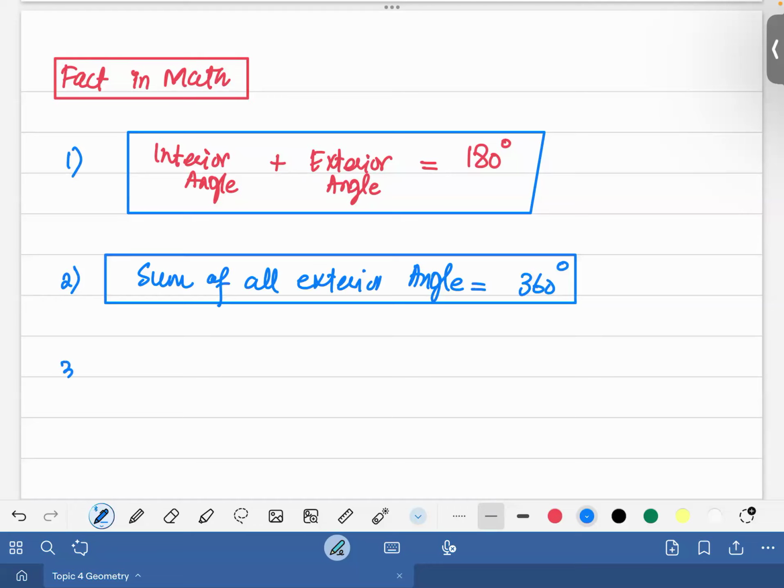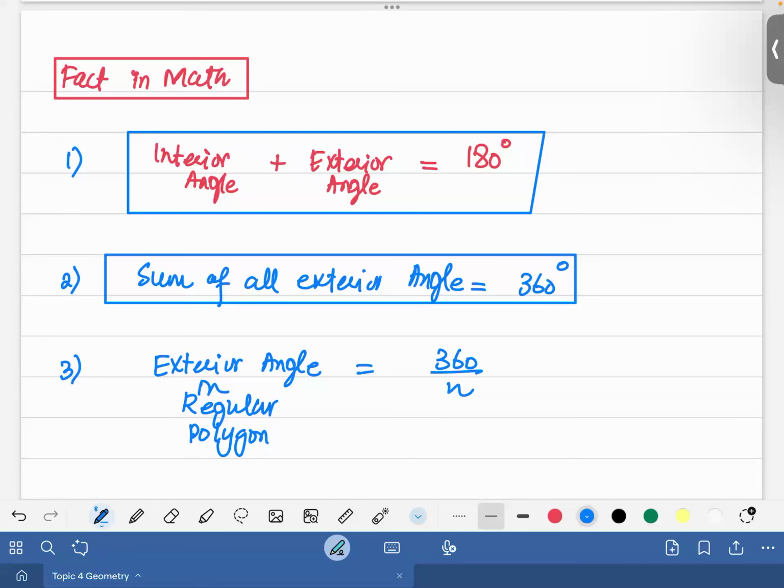And the third one is that one exterior angle in regular polygons is equal to 360 divided by n, because in regular polygons, if the interior angles are same, then exterior angles would definitely be same.